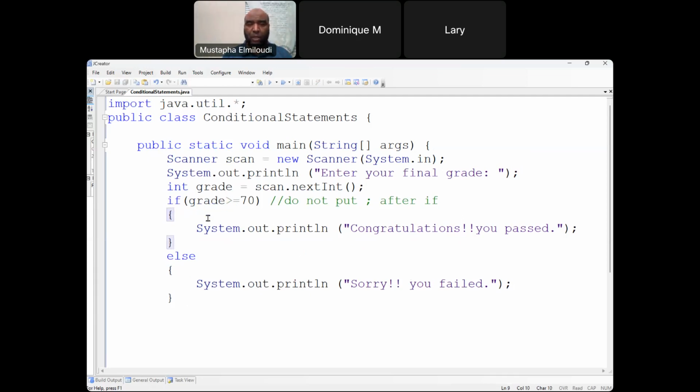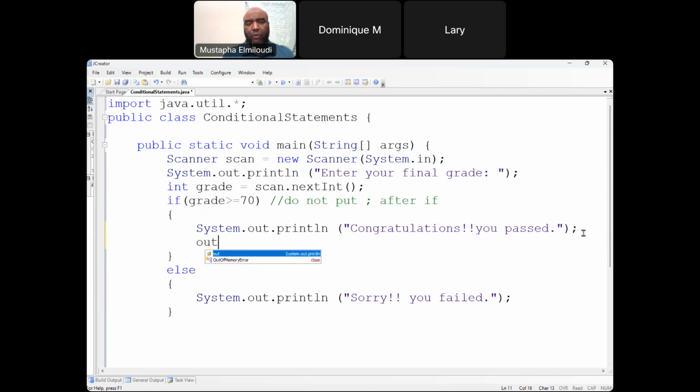Now I told you about the brackets. So let's say, for example, I want to add another statement. Okay, I'm going to put here System.out.println. I'm going to show you the significance of the braces. So I'm going to put here, congratulations, you passed. I am proud of you.